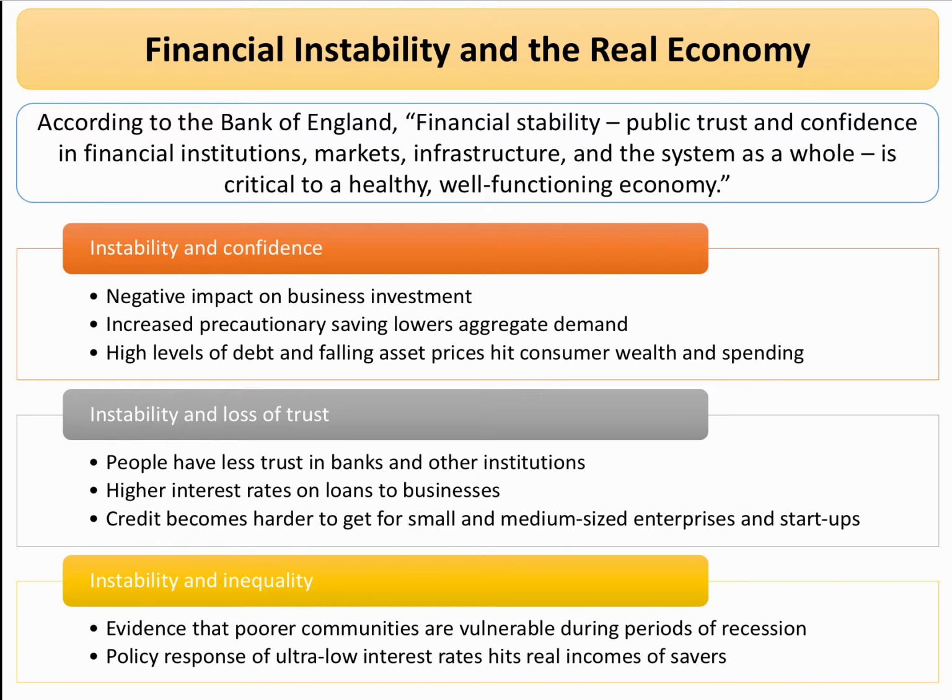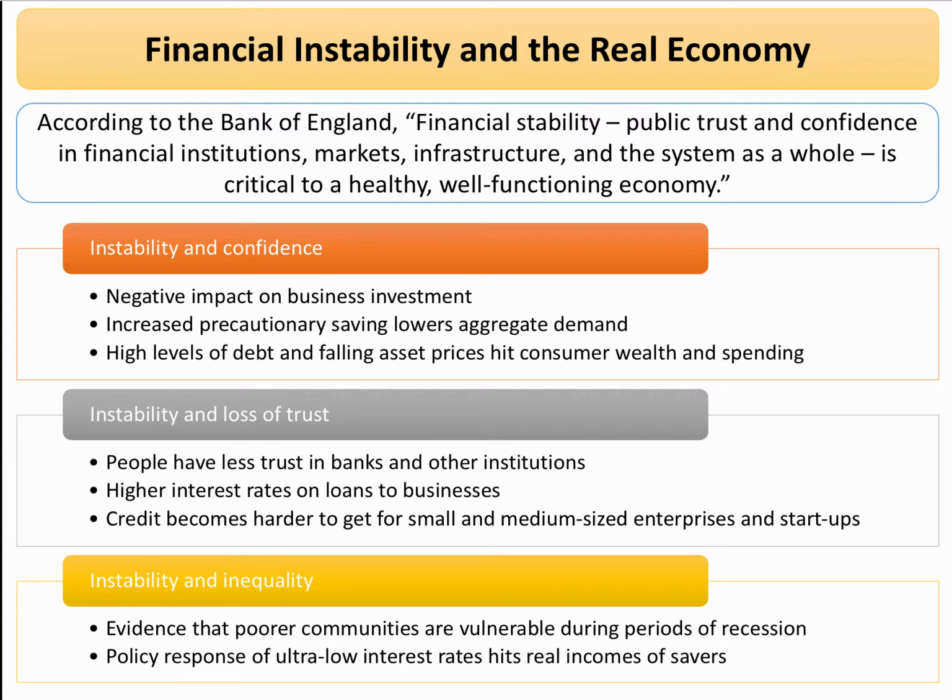I really like this quote from the Bank of England, which comes from their Financial Stability Report, which is published twice a year by the bank. "Financial stability, public trust and confidence in institutions and markets and infrastructure and the system as a whole is critical to a healthy, well-functioning economy." So the Bank of England clearly believe that it's important to maintain stability in the banking system in particular, in part to maintain confidence and trust in the wider financial sector.